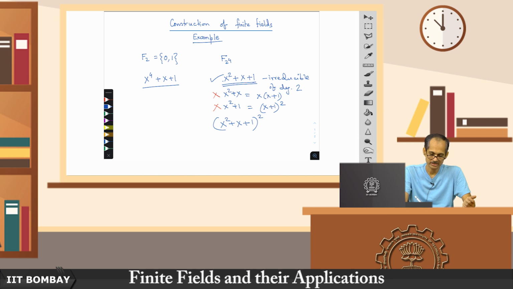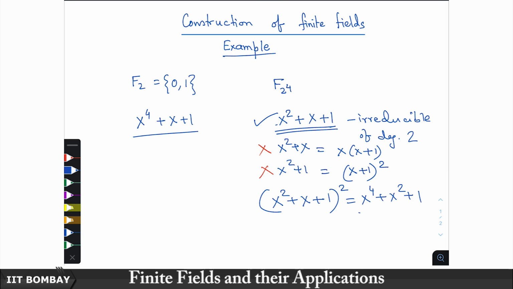The square of x^2 + x + 1, that is this times itself, is x^4 + x^2 + 1, again by the same rule, because this is a polynomial over F_2, which is of characteristic 2, and the powering is also by 2. So, that powering will distribute over every term. So, this is not the same as this polynomial, and hence this polynomial is irreducible.